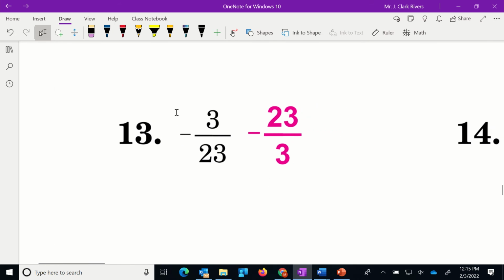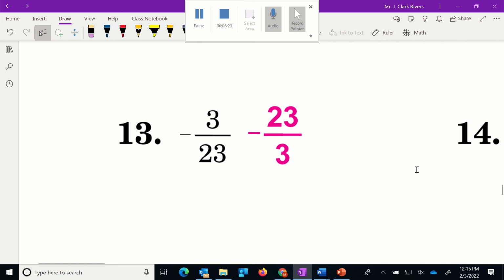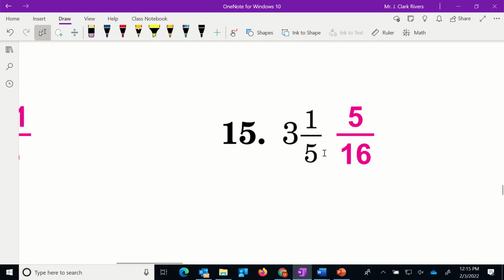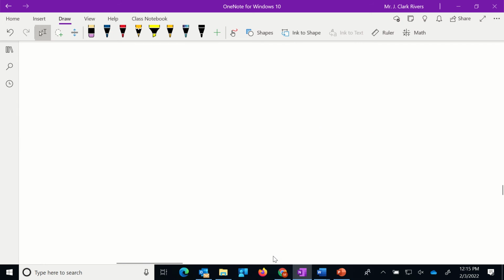13. Again, the sign doesn't change, and you flip it. Negative 23/3. 14, 41/6. 15. All right, so for this one, we have a mixed number. 3 times 5 is 15. 15 plus 1 is 16, so we get 16/5, and then when you flip 16/5, take the reciprocal, right? We get 5/16. That's how we get 5/16 there.